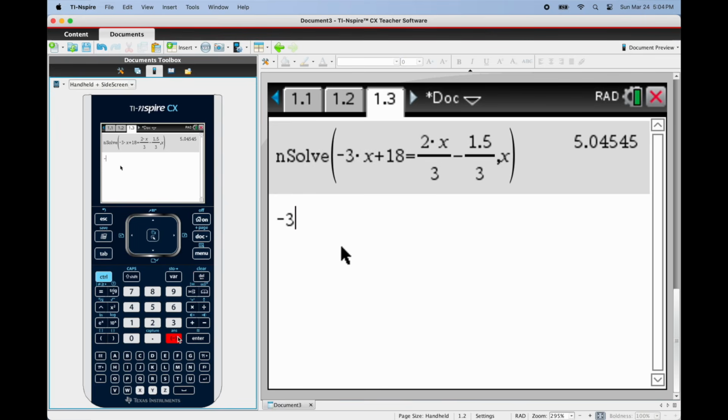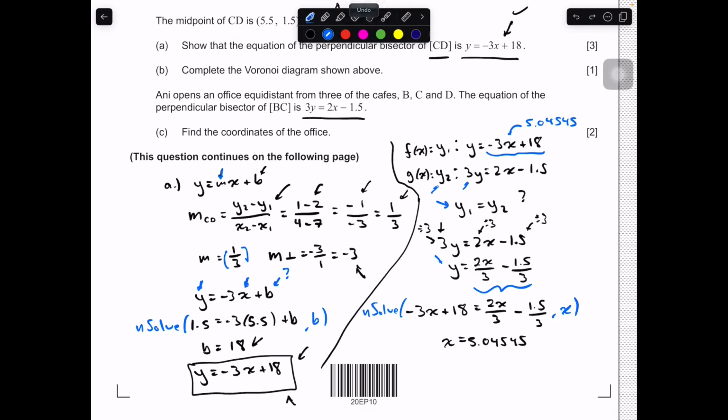Negative 3 times 5.04545, and then plus 18. And so we have 2.86. So going back to the document, y is equal to 2.8636. So we'll just leave it as 2.86.